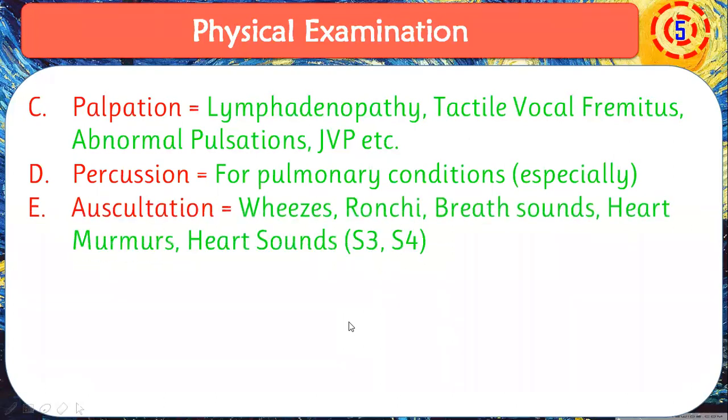And ultimately, we move on to auscultation. In auscultation, we have to look for both pulmonary as well as cardiac sounds, such as wheezes, rhonchi, breath sounds, or heart murmurs, and heart sounds. Heart sounds, specifically S3 and S4, because these are not normally present in a normal individual, and these point towards the causes of valvular disorders or arrhythmias.